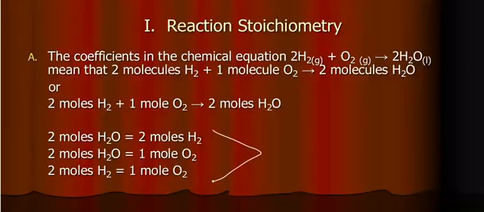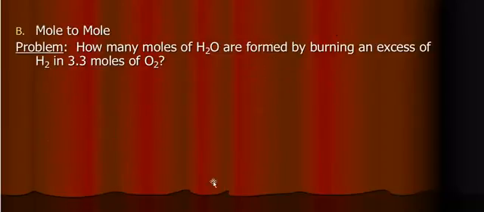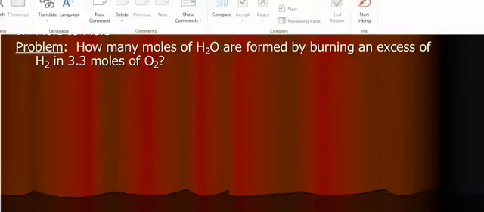So 2 moles of H2O equals 2 moles of hydrogen. We can use that as a conversion factor, and the same thing with those other coefficients as well. We can do a mole-to-mole problem. Go back to the previous balanced chemical equation.